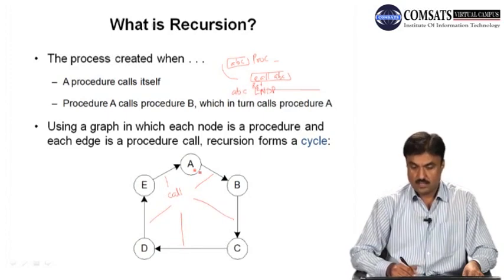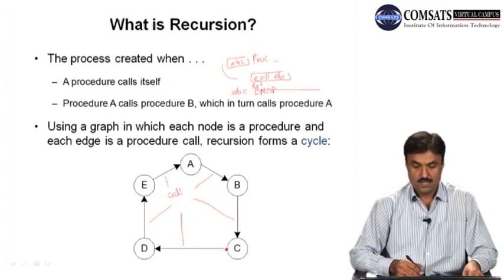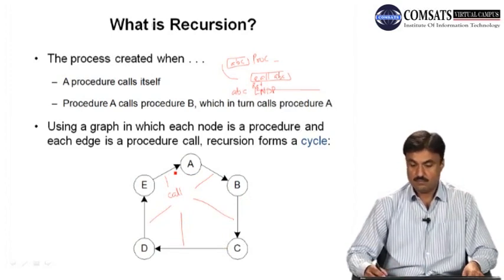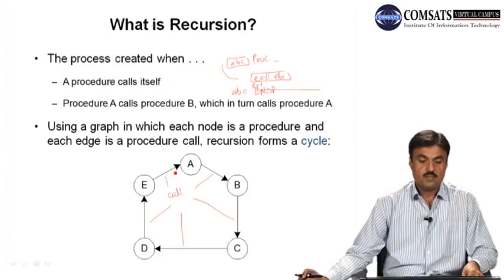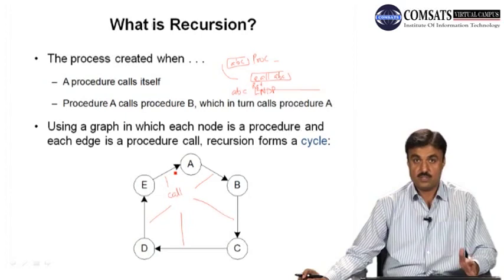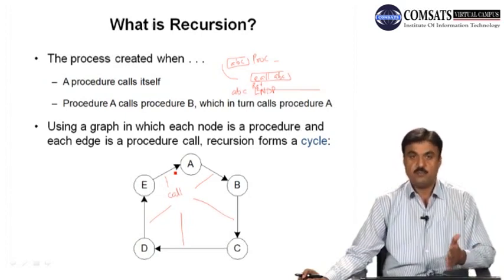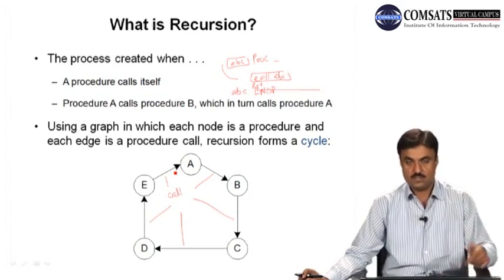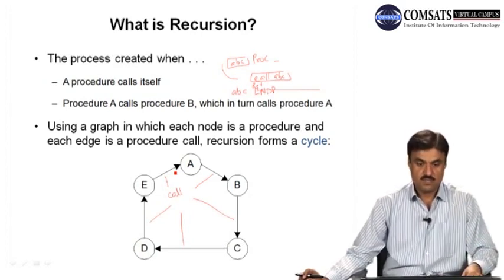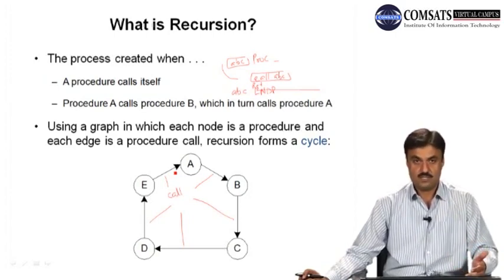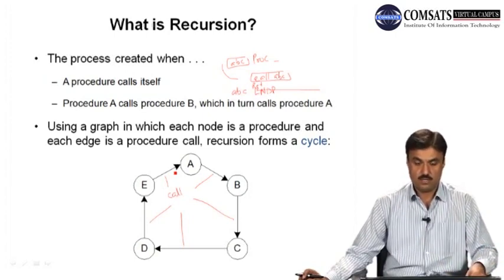So when procedure A calls B and B calls C and so on, and when procedure E calls, this is called the recursion cycle. This recursion process is created when a procedure calls itself, or when a procedure calls another procedure, and the second procedure calls the first procedure, and so on. So this is a loop, and there should be some termination condition when we terminate this procedure calling or recursion. Otherwise, it will indefinitely call itself, and there will be a stack overflow or other errors that will occur.